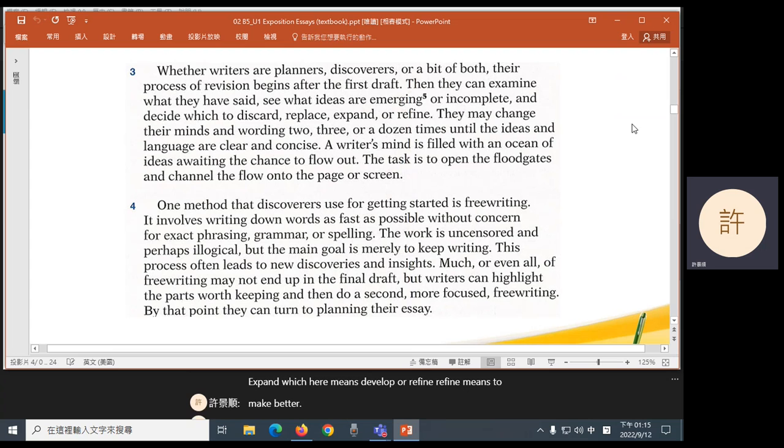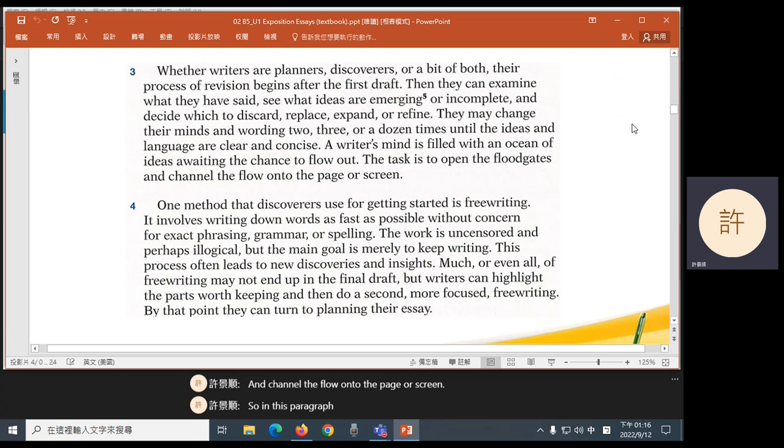They may change their minds and wording 2, 3, or 12 times until the ideas and language are clear and concise. A writer's mind is filled with an ocean of ideas awaiting the chance to flow out. The task is to open the floodgates and channel the flow onto the page or screen.